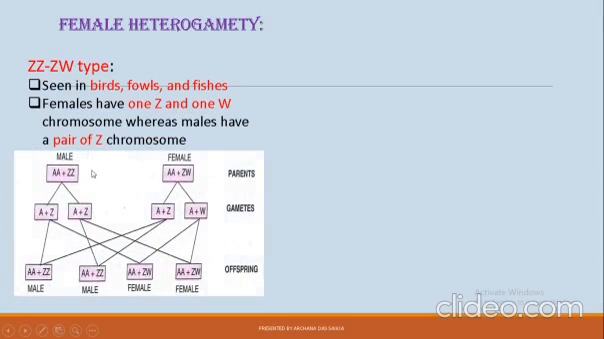So during gamete formation, males will produce the same type of gametes, which is homogametic. Females will produce two different types of gametes. So determining the sex of the future individual will be done by the females, that is, by which type of egg unites with the sperm. If the egg carrying Z unites with the sperm, it will develop into a male. If the W-carrying egg unites with the sperm, then it will develop into a female. So this is called female heterogamety.